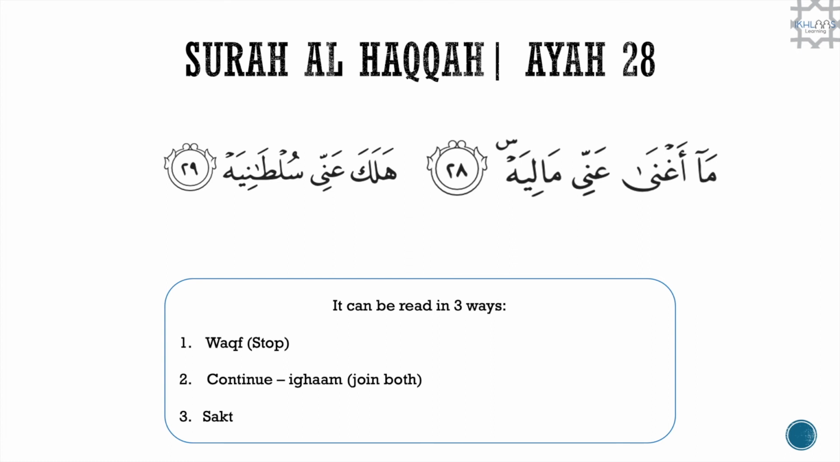The third way is the sakt, the topic that we're actually covering at the moment, where we would take a breathless pause. So here, مَا أَغْنَىٰ عَنِّي مَالِيَهْ هَلَكَ عَنِّي سُلْطَانِيَهْ. So you've just taken a small breathless pause in between the two ayahs.